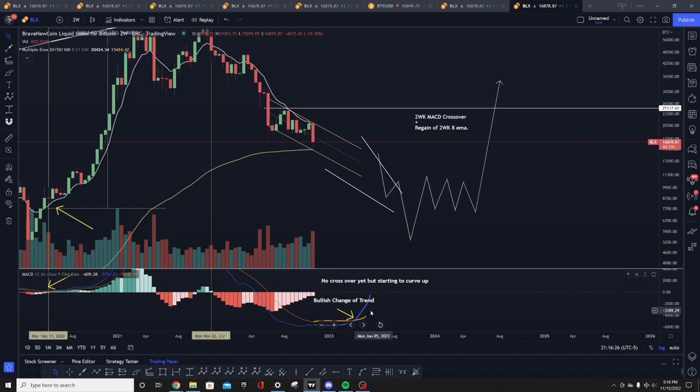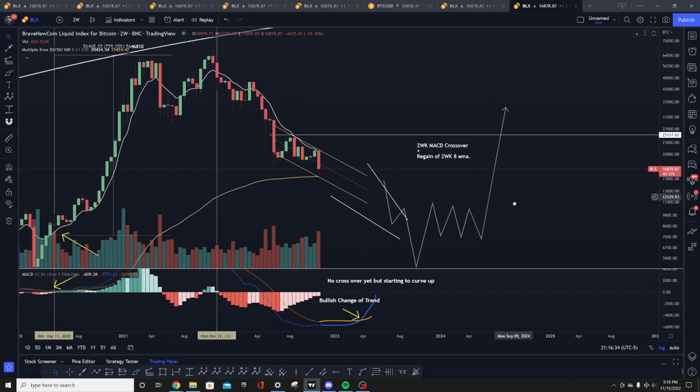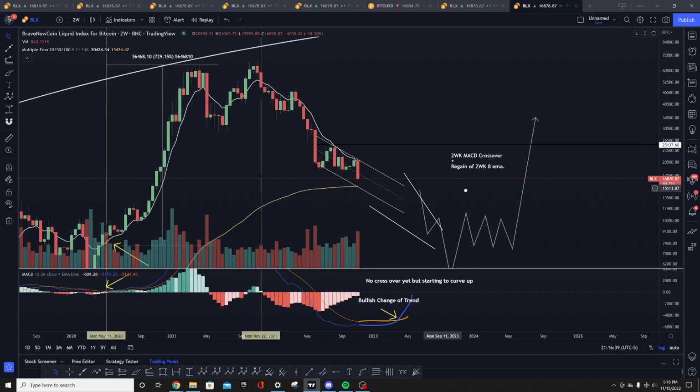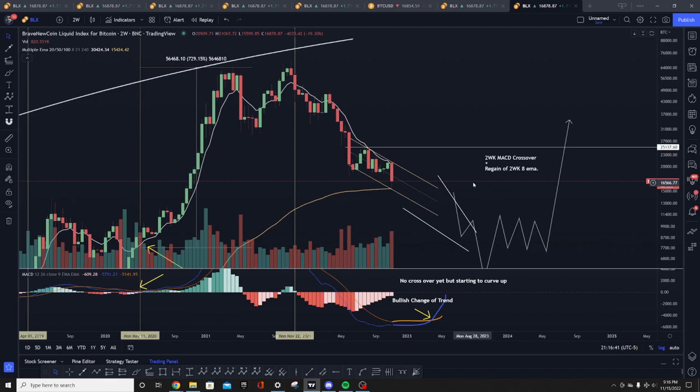If you're a confirmation trader, just wait for the things I mentioned, which is the 2-week MACD crossover and the regain of the 2-week 8 EMA. All right, so those are the signs that I'm looking for if I was bullish and if I wanted to play that trend.